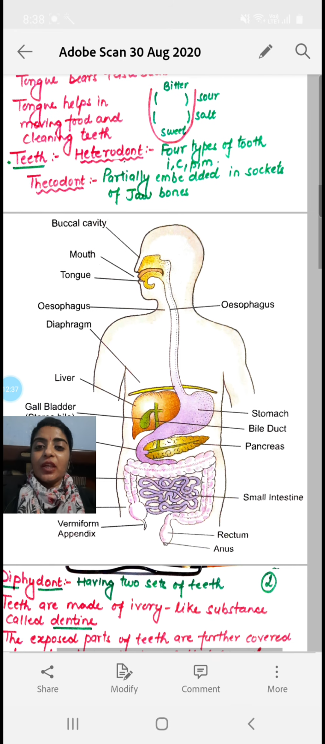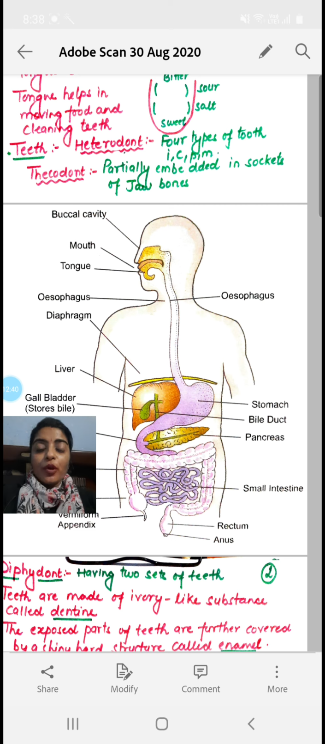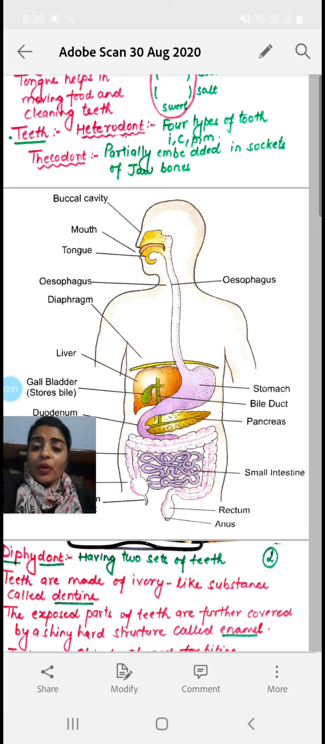Then comes the thecodont condition. Thecodont means that the teeth are partially embedded in the sockets of the jaw bones. आपने देखा हुआ है कि सॉकेट्स बने होते हैं, उसके अंदर हम स्विचेस डालते हैं. इसी तरह से जो हमारे टीथ हैं वो हमारे जॉ के अंदर सॉकेट्स बने हुए हैं, उनके अंदर फिक्स्ड हैं. So that condition where the teeth are fixed in the sockets of jaw bones is called the thecodont condition.